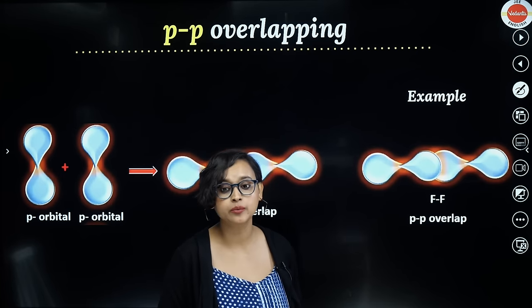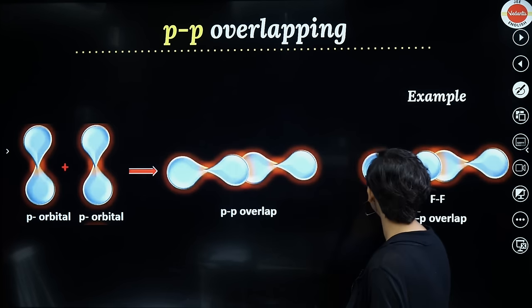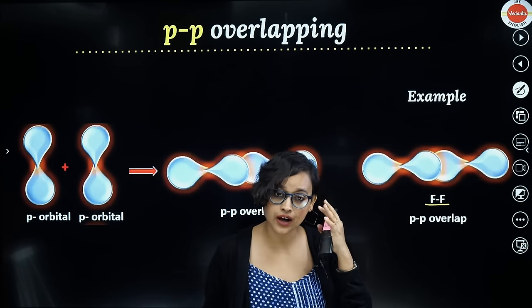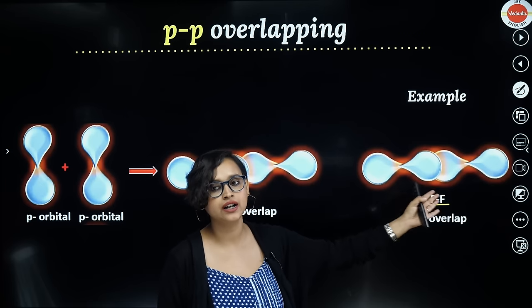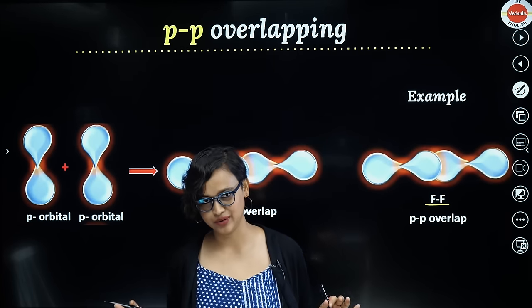Now PP orbital can have, see, P and P orbital, they can combine like this, PP overlap, and the example is FF. Okay, it can be FF or Cl2. Chlorine can also be like this. F and F can also be like this. All right, so this ends our VBT.